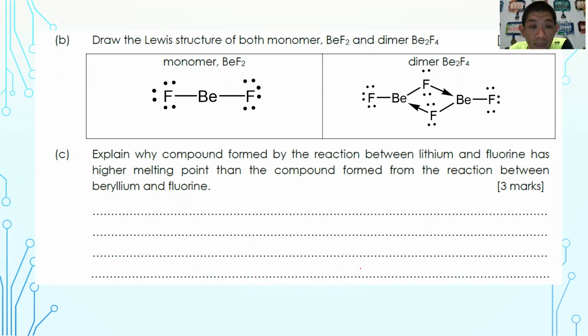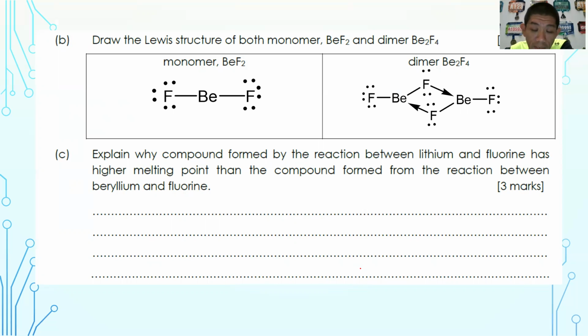And finally for C, explain why the compound formed by the reaction between lithium and fluorine has a higher melting point than the compound between beryllium and fluorine. So in here, when you talk about melting point or boiling point of a compound, first of all, you look from the angle of whether it is ionic or covalent. We already stated that beryllium and fluorine form a covalent compound. This will make lithium fluoride an ionic compound.